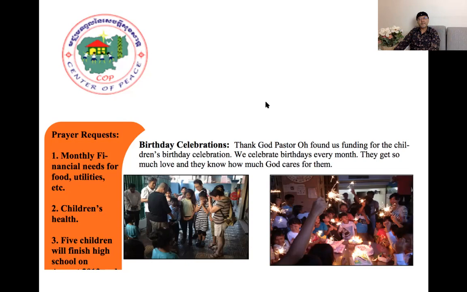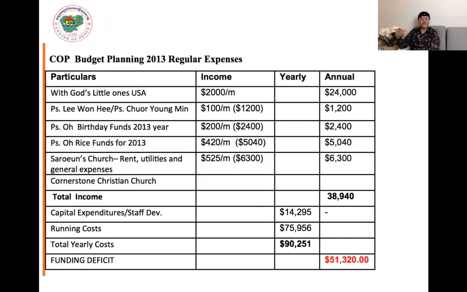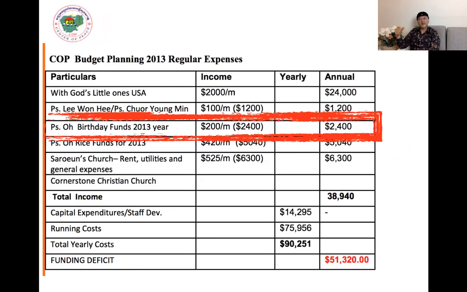So we started ministering. Oh, there you go. Birthday fund is $200 a month right there. So annually $2,400. It was given by a little kid in Las Vegas. I was doing a revival meeting in Las Vegas, America, USA. And some 13-year-old, 15-year-old girls did house chores and collected money for a whole year. And they gave a box full of cash to me when I was doing a revival. They said, I want you to use it for the orphanages in Cambodia.